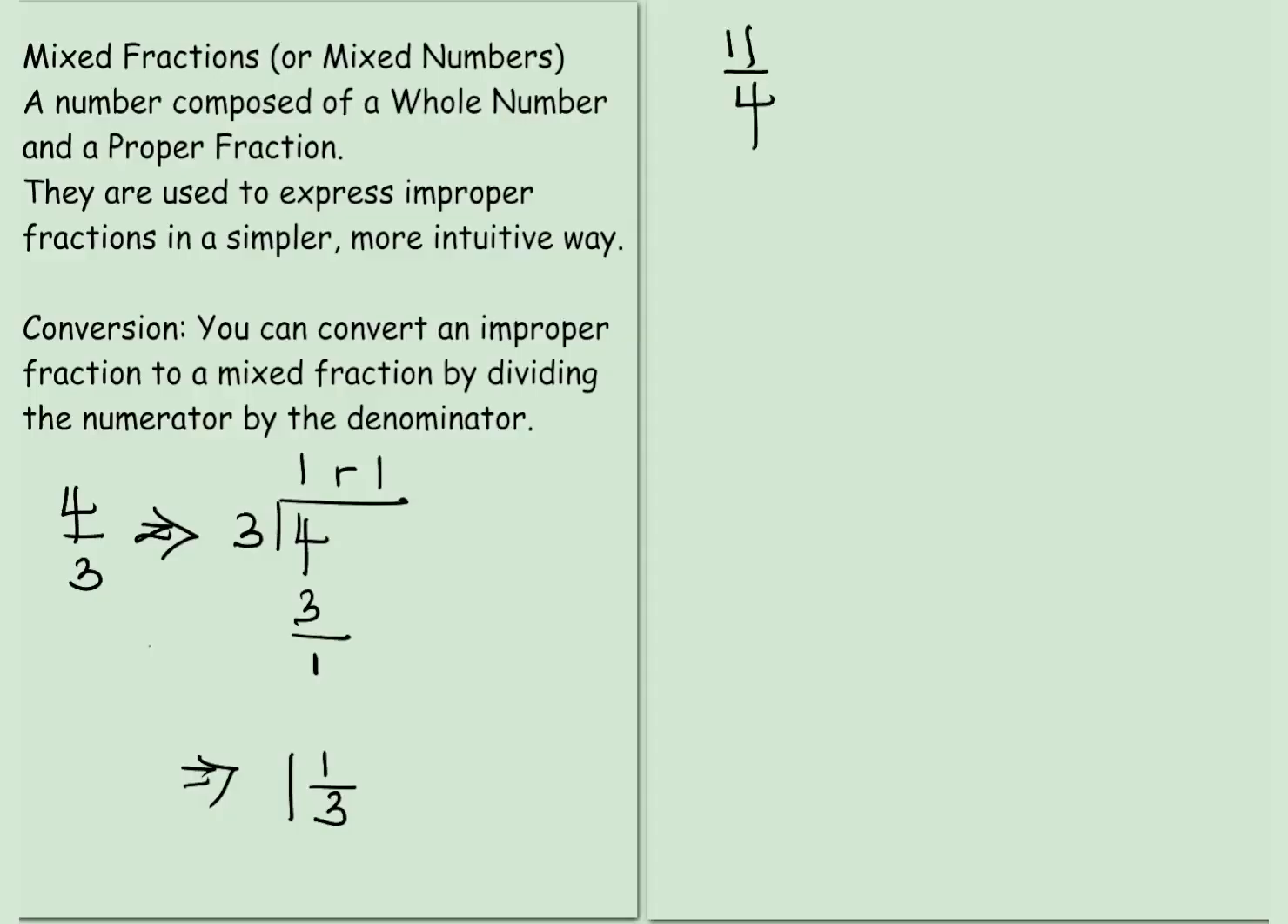So let's try changing 11 over 4 to a mixed fraction. So what I said you do is you divide the numerator by the denominator. That is, 4 divides 11 how many times? That is 2 times. So 4 times 2 gives us an 8. And if you subtract, we have a remainder of 3. You see, so that is 2 whole number, remainder 3.